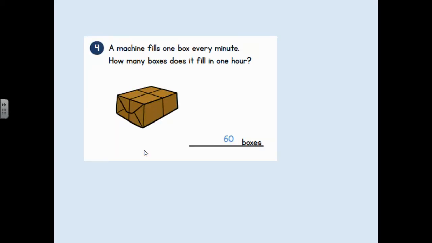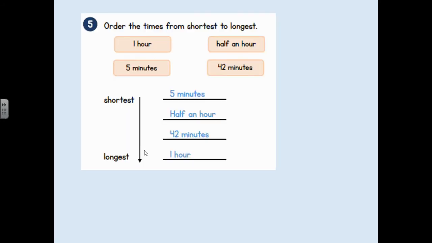Okay, a machine fills one box every minute. How many boxes does it fill in 1 hour? So we have to remind ourselves 1 hour equals 60 minutes. So as it says, it was filling one box every minute. So how many boxes did it fill? 60 boxes.